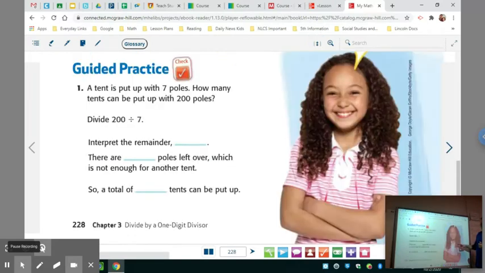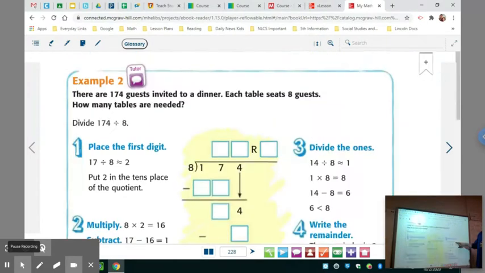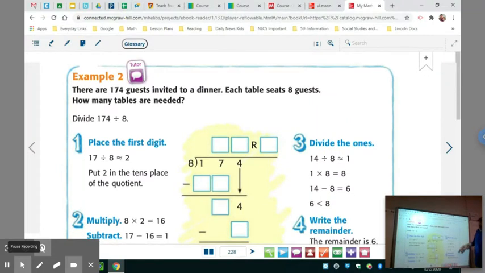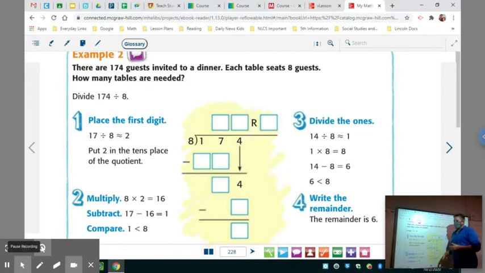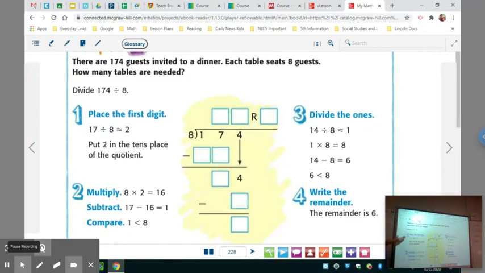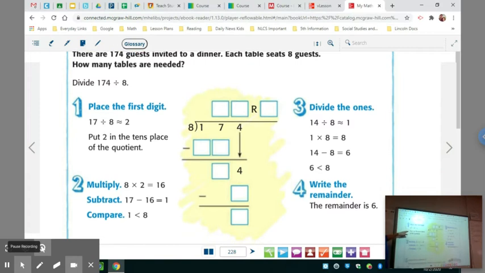Next page. This is easy. It's pretty simple. Again, the question is, there's 174 guests invited to dinner. Each table can have 8 guests. How many tables are needed?